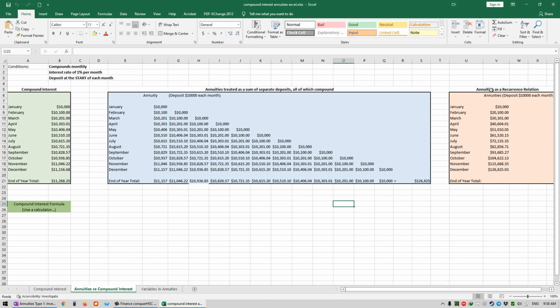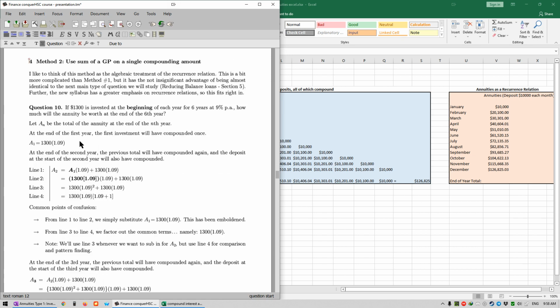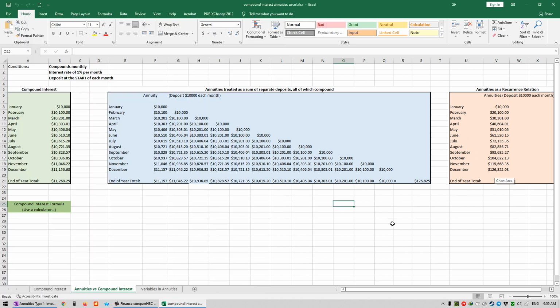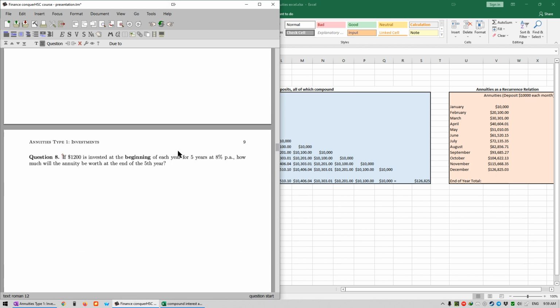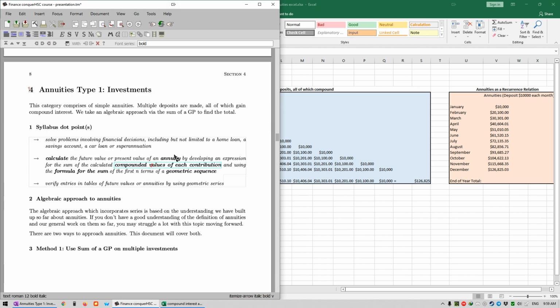Now, I know we did cover annuities as a recurrence relation, and I do have a section, method 2, where I cover how to do it algebraically, treating annuities using a recurrence relation. However, I was looking at the syllabus dot point again earlier today, and I noticed that it says calculate the value of the annuity by developing an expression for the sum of the calculated compounded values of each contribution. So the syllabus wants us to look at the compound values of each contribution, and then make a formula for the sum of a geometric sequence from that.